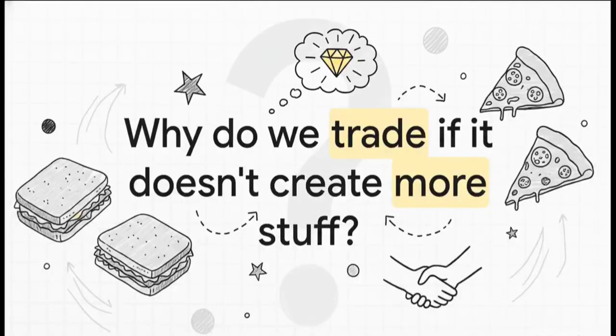Okay, so we have limited resources and we're forced to choose. What is our best survival strategy here? We trade. But wait, think about this for a second. If I trade you half my sandwich for a slice of your pizza, the total amount of food sitting on the table didn't change at all. So why on earth did we do it? We did it because we both value what the other person has more than what we just gave up. It's kind of magical. Trade creates value out of thin air without actually creating any more physical stuff.